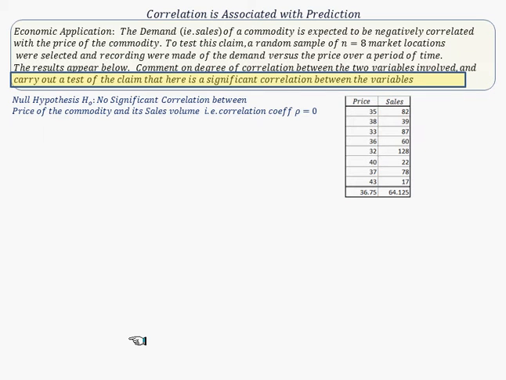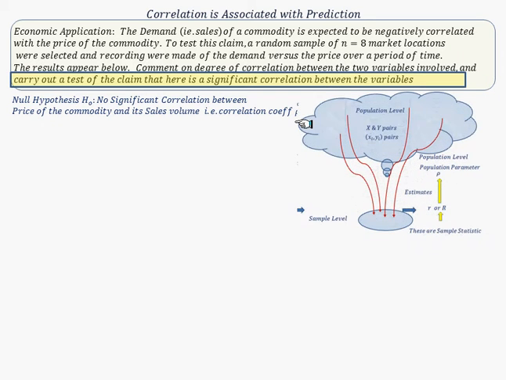Now we're going to look at a test of the correlation coefficient rho. The null hypothesis: there's no significant correlation between the two. Rho is equal to 0. And we're going to suggest that this is an estimate of a population parameter. So we have here the inferential aspect of it.